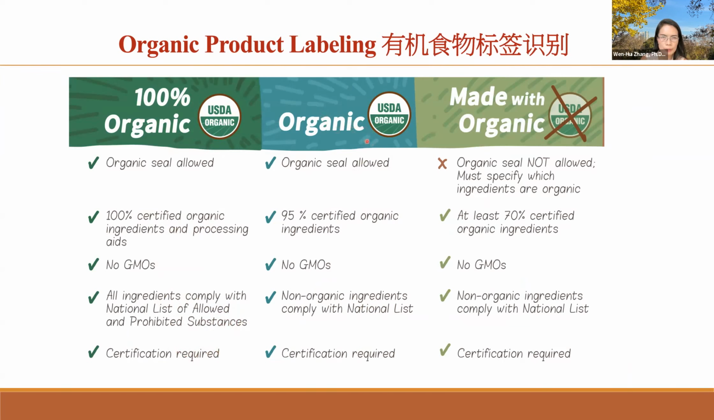The other organic label is organic. It's just organic with the USDA organic seal. So it's 95% certified organic ingredients. So if a product has 95% certified organic ingredients, so 95% of all its ingredients are organic, it can have this organic seal. And non-organic ingredients must comply with the national list too, and certification required as well.